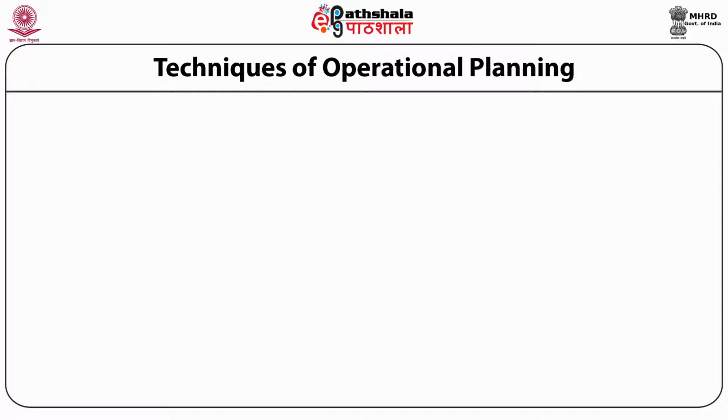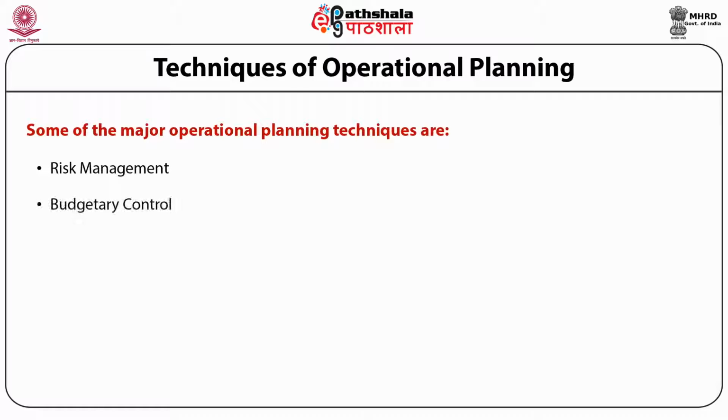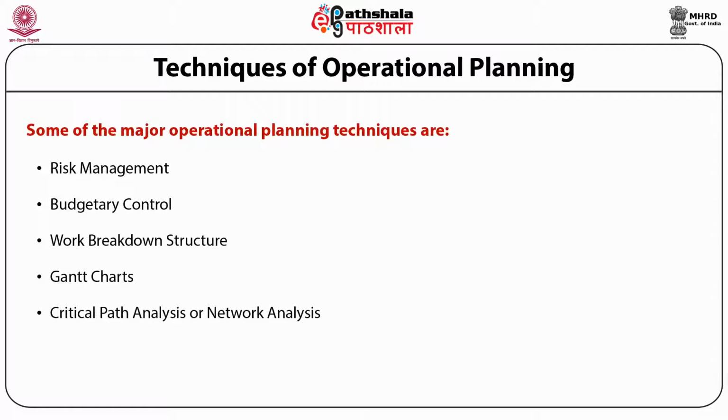Let's take a look at techniques of operational planning. Some of the major operational planning techniques are risk management, budgetary control, work breakdown structure, Gantt charts, network analysis or critical path analysis, resource histograms, milestones, checkpoints, and gates. Of these just mentioned techniques, no single tool addresses all project management requirements. Gantt charts and network analysis are two of the most commonly used operational planning tools in project management.